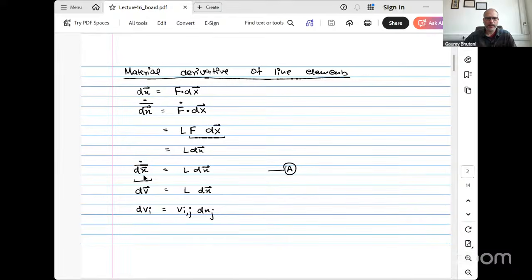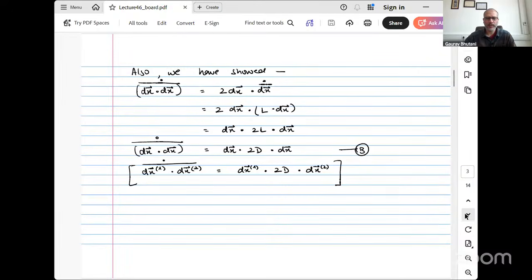the time derivative of d small x, which is the displacement vector in the spatial or Eulerian coordinate system, that is, in the current configuration. So we want to write d small x dot in terms of d small x. That is straightforward. There was nothing special we got here. And we also saw how to write the material derivative of the dot product between two different displacements originating from the same point.